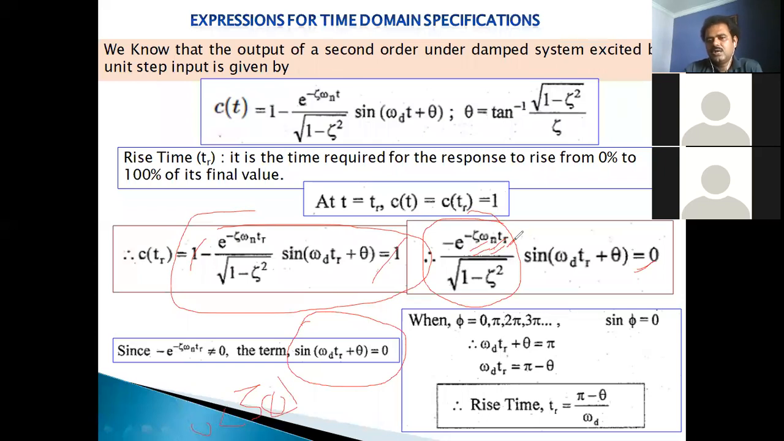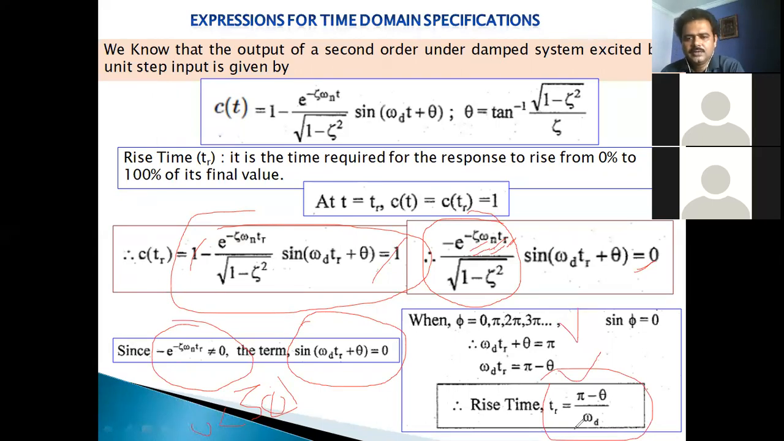If the rise time TR is equal to 0, it means within no time it has reached the final value. So that cannot be possible. So this entire term cannot be equal to 0. Only the term that can be equal to 0 is sine of omega d t plus theta. So equate it to 0. So we can get the rise time, that is pi minus theta by omega d. It could be 0, pi, 2 pi, everything.